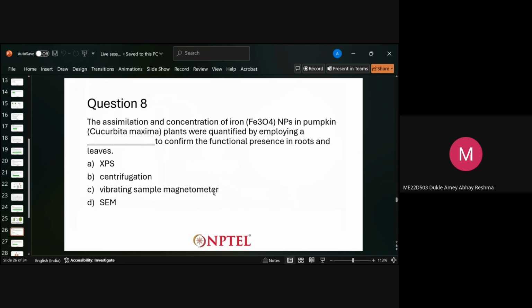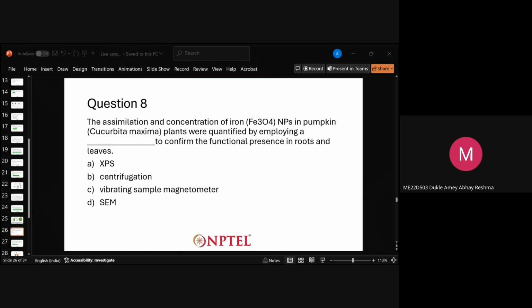So moving to the next question: the assimilation and concentration of ferrous oxide, that is iron, Fe3O4 nanoparticles in pumpkin, Cucurbita maxima plants were quantified by employing a dash to confirm the functional presence in the roots and leaves. The options are XPS, centrifugation, vibrating sample magnetometer.